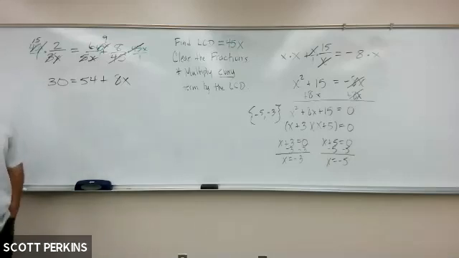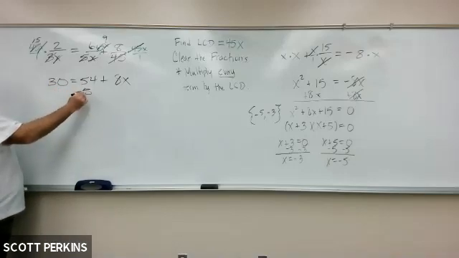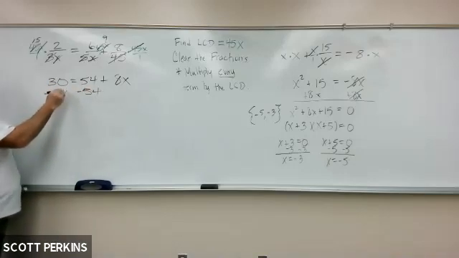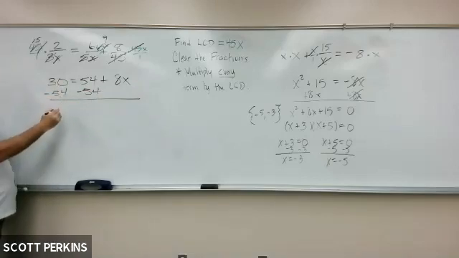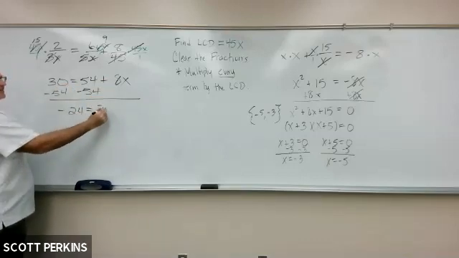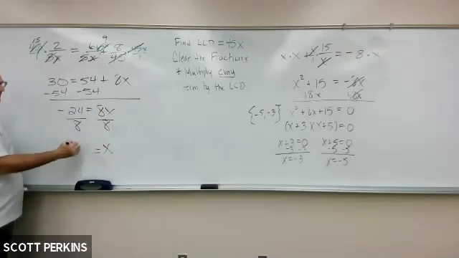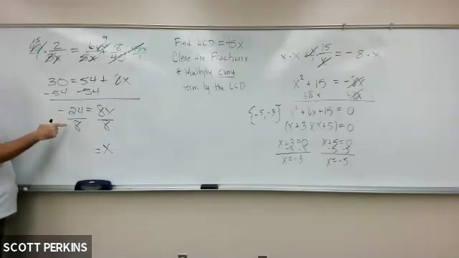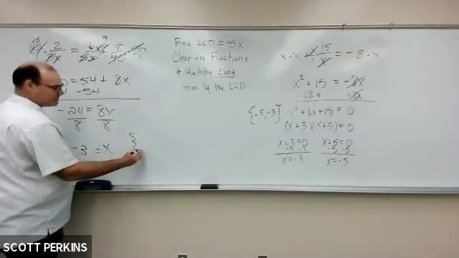There is my result. So now I'm going to solve this. I've got to get my x's by themselves. So I'm going to subtract 54. 30 minus 54 is negative 24, equals 8x. Divide. Negative 24 divided by positive 8, and negative divided by positive is negative 3. And there we go. There's my solution set.